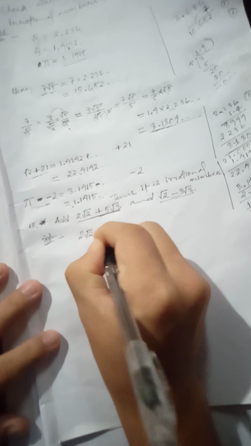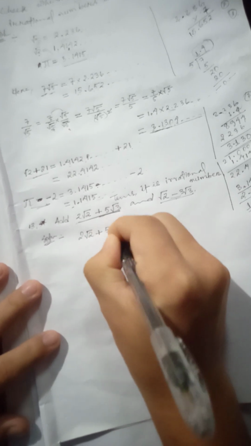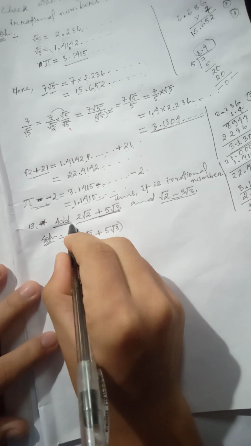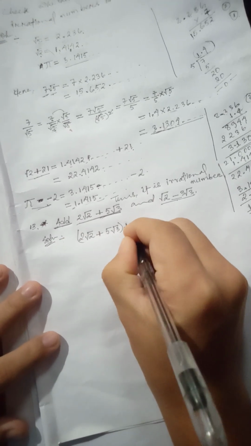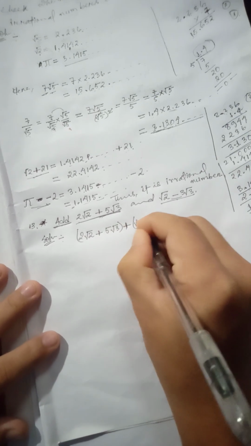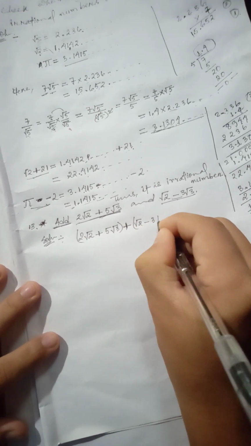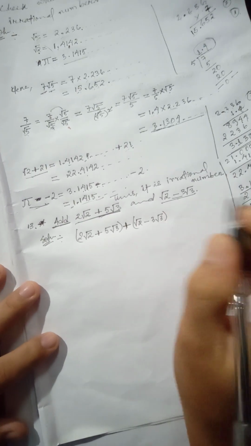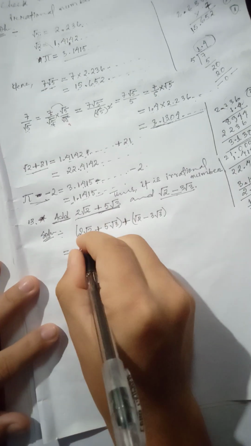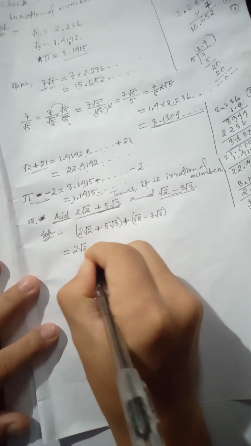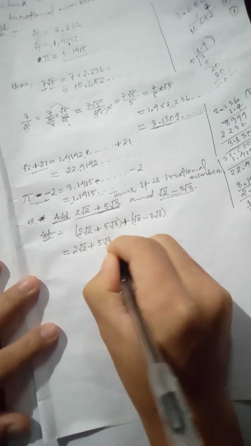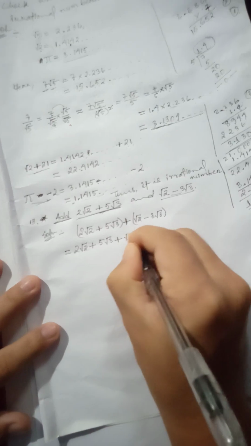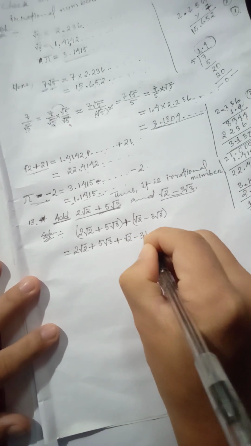Firstly, let us write 2 root 2, 5 root 3. What is the question? The question has said to add. Then we put add, then root 2 minus 3 root 3. Let us break this bracket: 2 root 2 plus 5 root 3 plus root 2 minus 3 root 3.